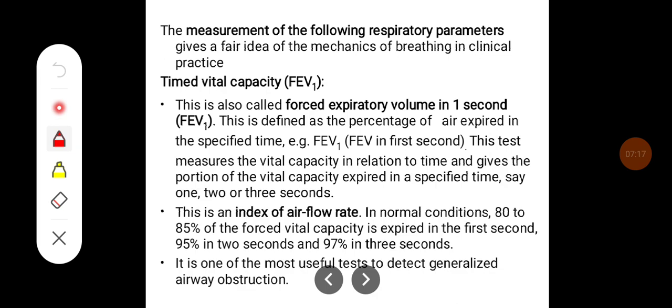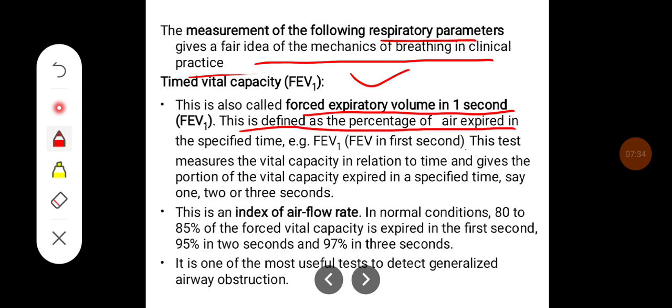The measurement of the following respiratory parameters gives a fair idea of mechanics of breathing in clinical practice. The timed vital capacity, also called forced expiratory volume in the first second, that is FEV1. This is defined as a percentage of air expired in the specified time. For example, FEV1, FEV in first second. This test measures the vital capacity in relation to time and gives the portion of the vital capacity expired in specified time, say 1 or 2 or 3 seconds.